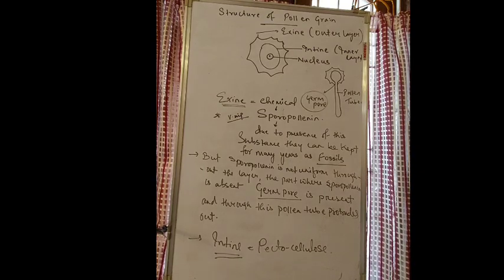And due to this presence of sporopollenin, the pollen grains can be kept for many years. They can be kept for many years as fossils. So the question comes: what is the property for which pollen grain can be kept as fossils? Okay, what is that property? Remember, it is due to the presence of the chemical sporopollenin, and on which layer? It is on the exine.